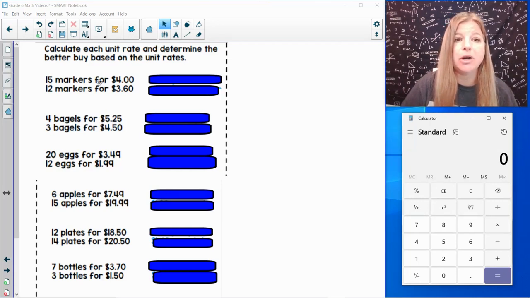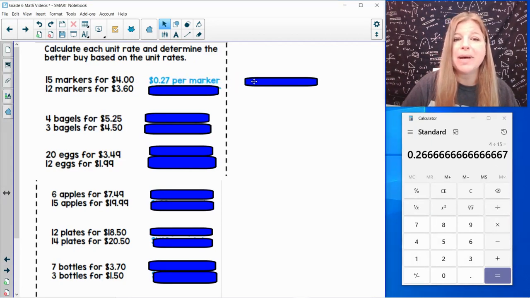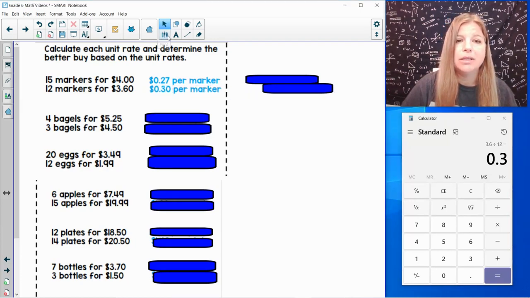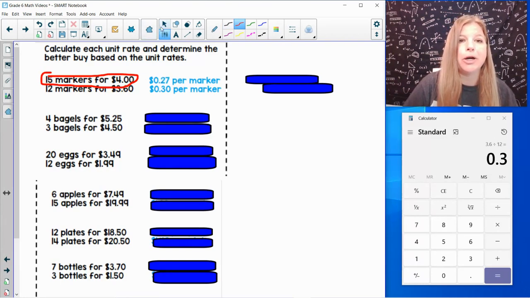So here, 15 markers for $4. I would do $4 divided by the 15 markers, and I get that it's about 27 cents per marker. The next one, 12 markers for $3.60. So I would do $3.60 divided by 12 markers, and that comes out to 0.3. Now, is that 3 cents or 30 cents? It's definitely 30 cents. There would be a zero following that 3, and so that would be 30 cents per marker. So which one's the better deal? The better deal is definitely buying 15 markers for $4. It's 3 cents less per marker.